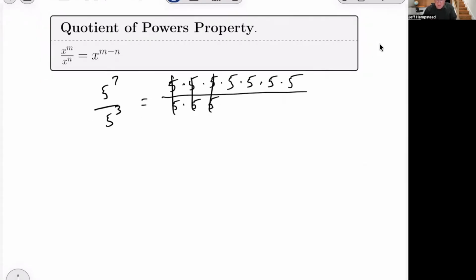If you have nothing left, there's always that invisible times 1. So how many do we have left in the numerator? Well, there were 7, and we divided out 3 of them. So we've got 5, we've got 4 of those left up there, and a 1 in the denominator. So how did we get those 4 left in the numerator? Well, there were 7, and we divided out 3 of them, and there were 4 remaining.